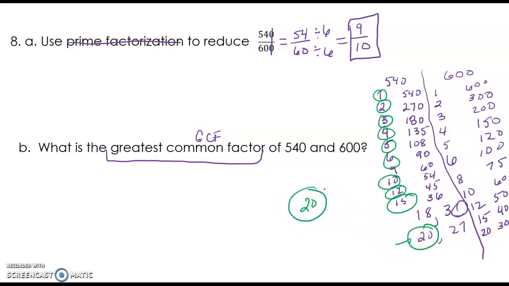Now, this took me probably a good 3 to 5 minutes to do, dividing out until I couldn't divide anymore. So maybe there is something to the prime factorization when you're talking about GCF. Maybe we should have done it that way, because you can do it using prime factorization.